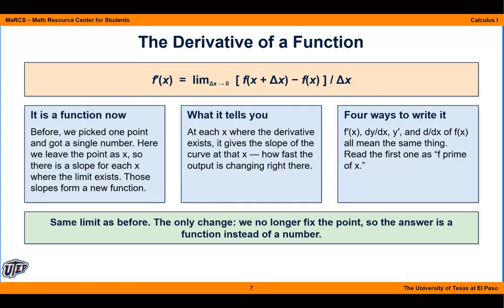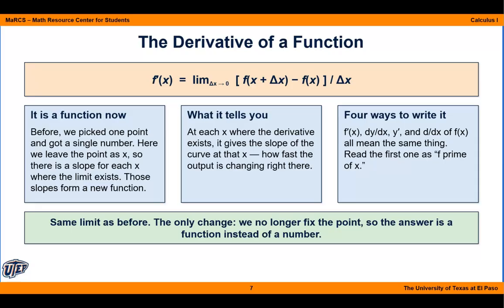Let's talk about the derivative of a function. On the previous slide, the formula 2c minus 6 returned the tangent slope for any chosen value of c. A rule that takes an input and returns a tangent slope at that input is itself a function. We call this new function the derivative. In the definition shown here, x represents whichever input we choose. At each x where the limit exists, f prime of x gives the slope of the tangent line at the corresponding point on the graph.